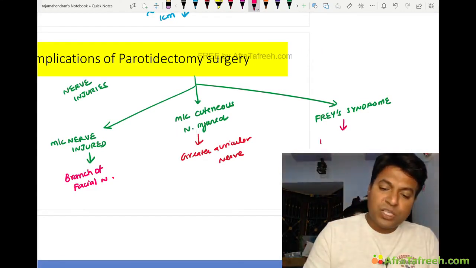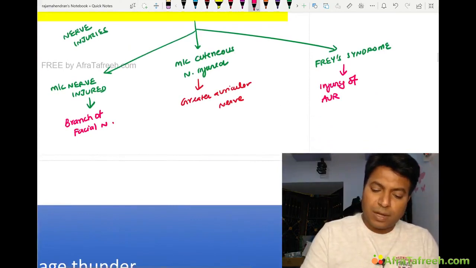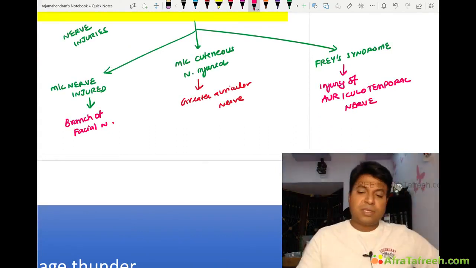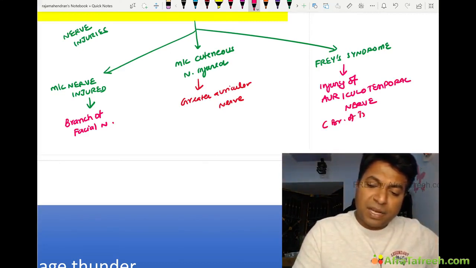Frey syndrome is due to injury of dash. Injury of auriculotemporal nerve. Auriculotemporal nerve is a branch of trigeminal nerve.